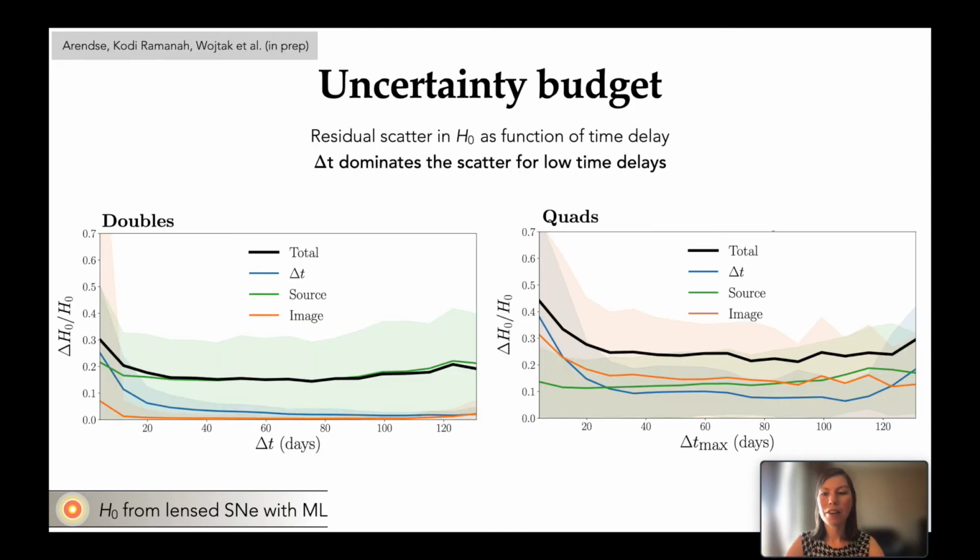And here you see the residual scatter again as a function of time delay, and here you see that if we go to lens systems that have a short time delay, then the time delay becomes the dominant source of uncertainty for both of these doubles and quad systems. So this is the blue line, which really increases for the low time delays. And this is because the shorter the time delay gets, the more difficult it is to precisely measure it.